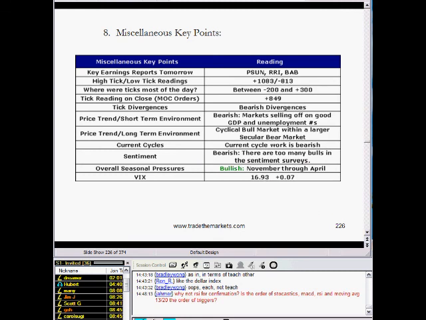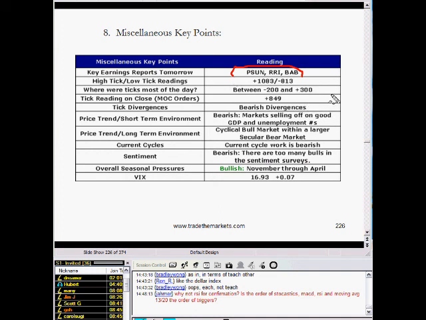And then some miscellaneous key points that I look for. I want to know what key earnings reports we have coming out the next day. Is it going to be what I call a big daddy? A big daddy is somebody like IBM, Microsoft, Cisco, Yahoo. These are companies whose earnings everybody's following, and they can affect the market.